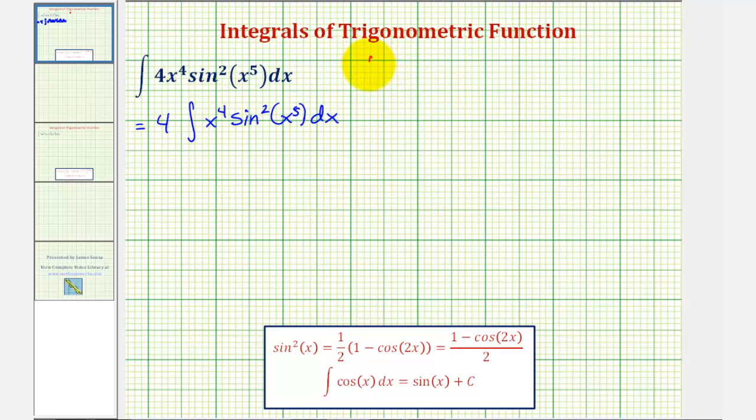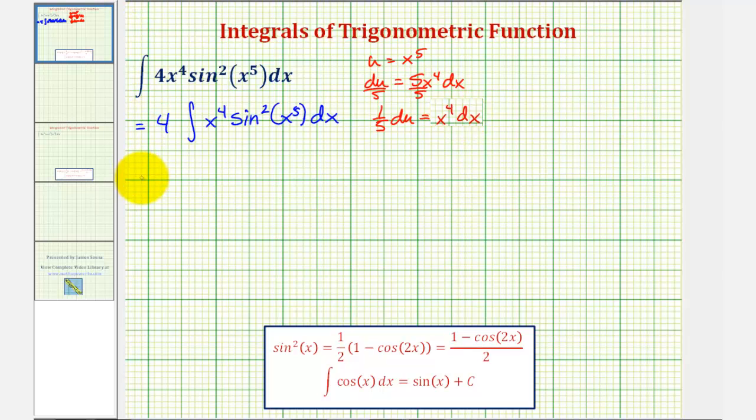let u be equal to x to the 5th, and therefore differential u equals 5x to the 4th dx. And since we have x to the 4th dx, let's divide both sides by 5. Therefore, 1/5 du equals x to the 4th dx.